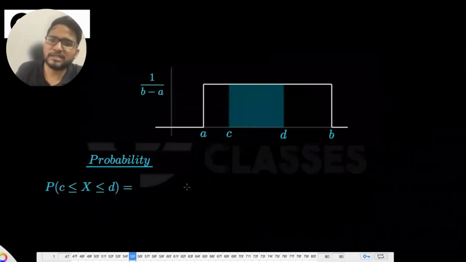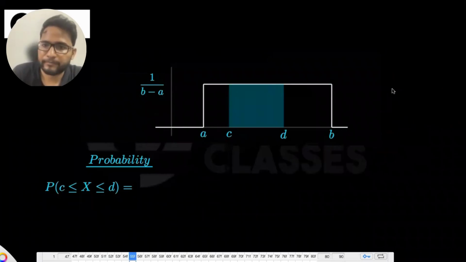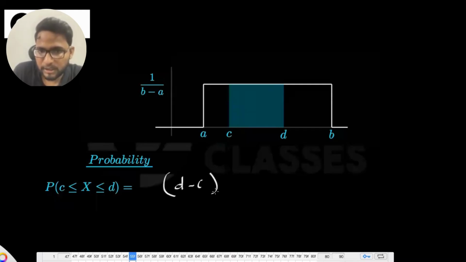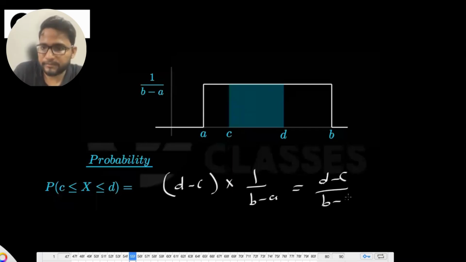Now, let's just calculate the probability in between C to D. Can you do it? Do you want to use integration, or do you just want to use the normal thing? I think the normal rectangle thing should be okay. Height is 1 upon b minus a, and length is d minus c. So it is d minus c into 1 upon b minus a, so it is d minus c upon b minus a.